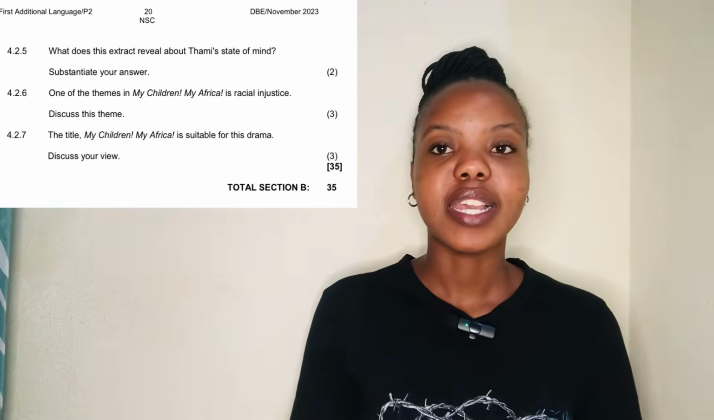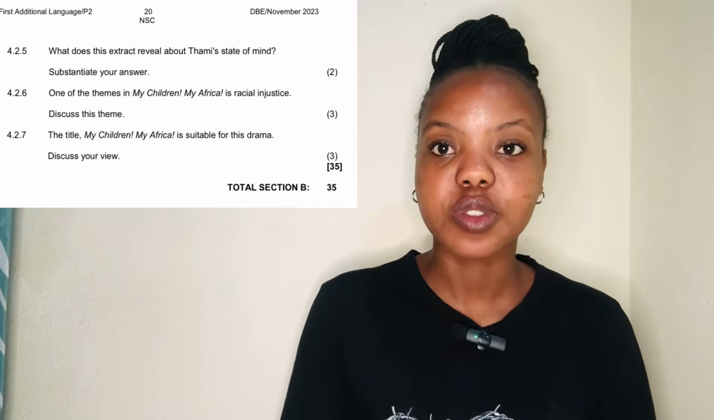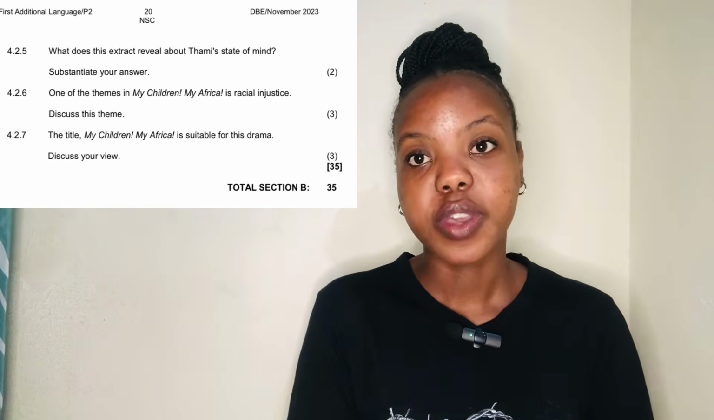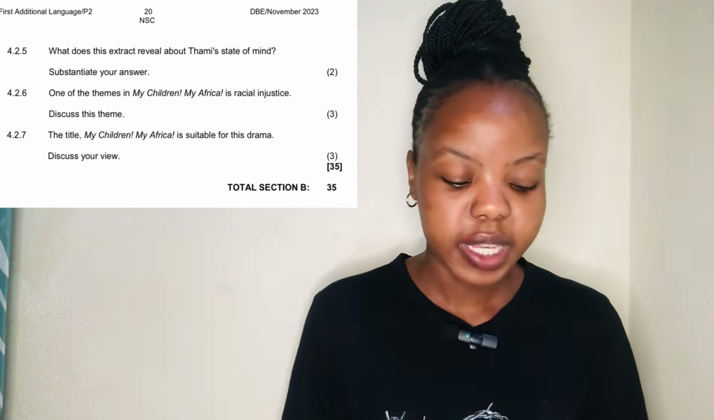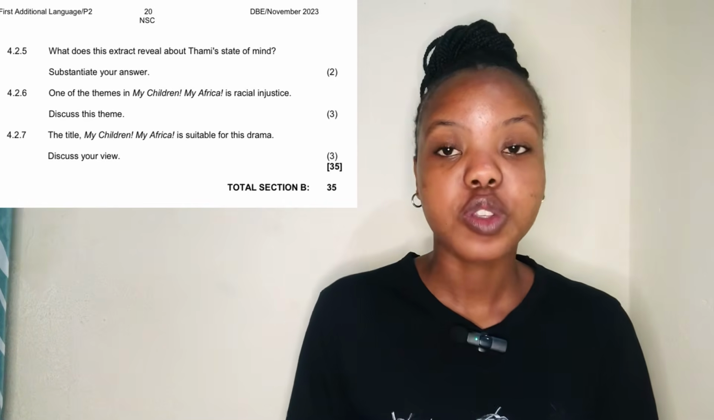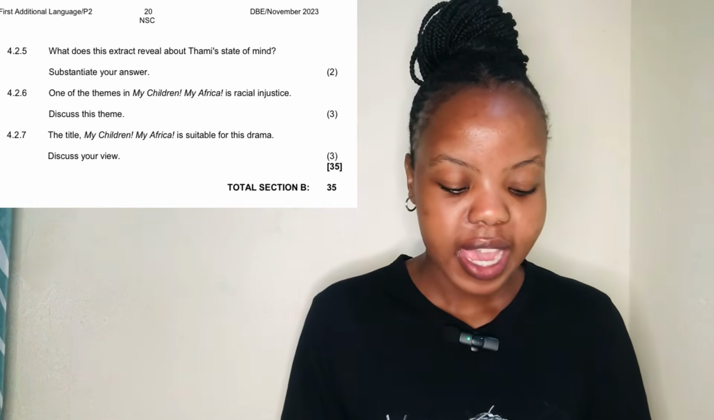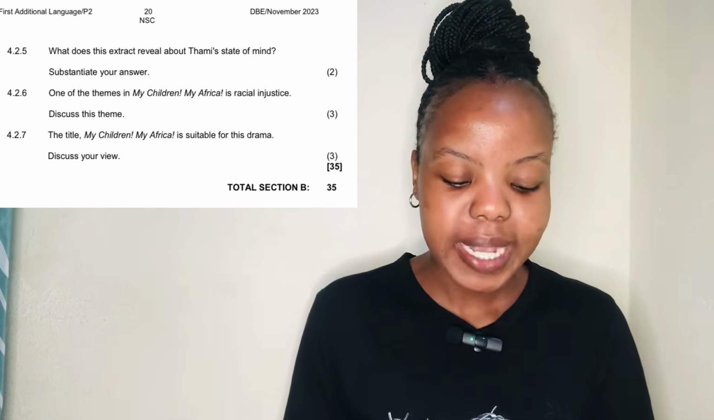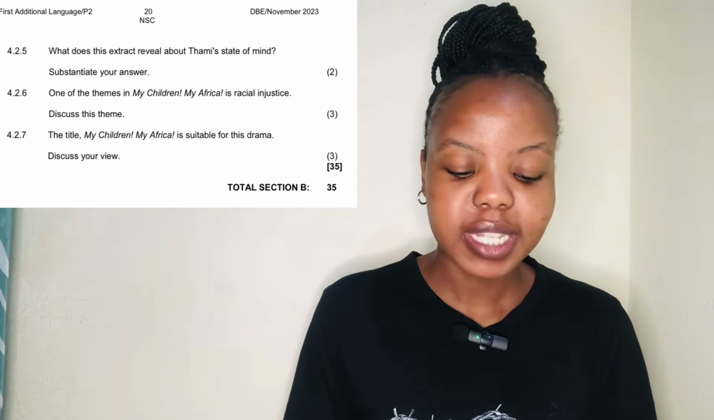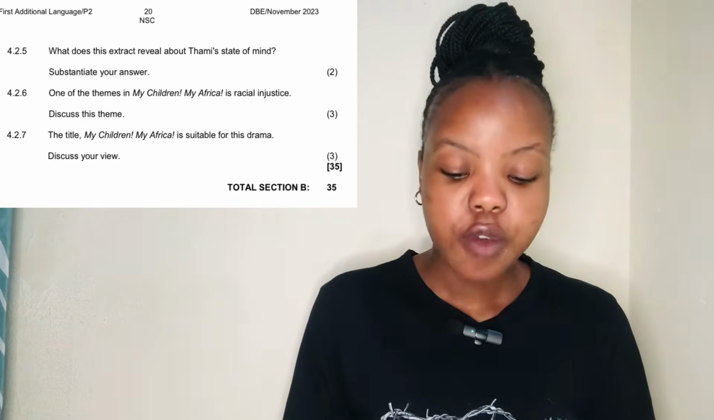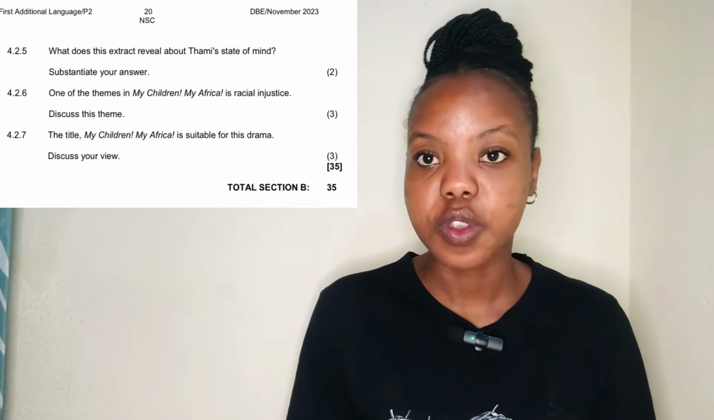So for those who say yes, the title My Children, My Africa is suitable, here is how you can substantiate or support your answer. The first point will be yes, the drama is about school children in Africa. The main character, Mr. M, is like a father to his learners. And then the third one is that the exclamation marks indicate Mr. M's passion for his learners in education, for those who say yes.